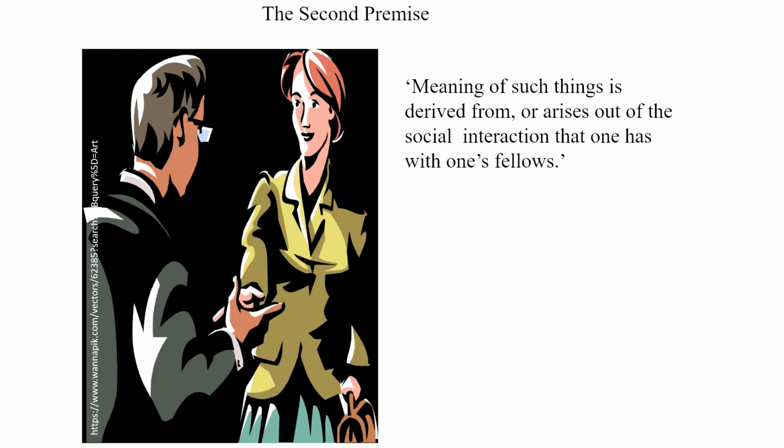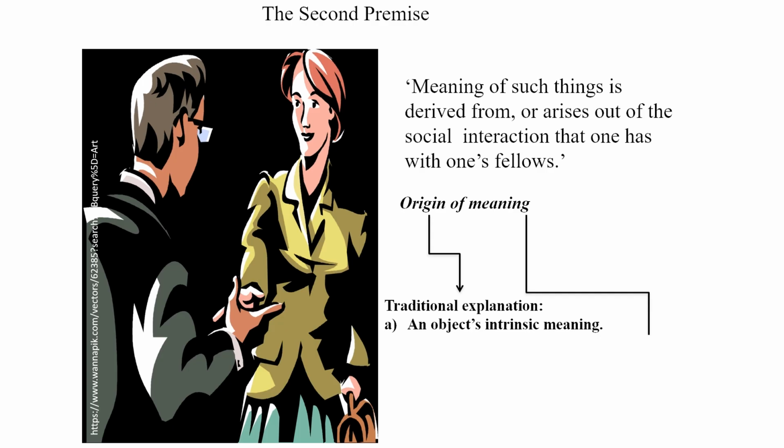The second premise is that meaning of such things is derived or arises out of social interaction that one has with one's fellows. The second premise thus deals with the origin of meaning. For this, Bloomer identified two explanations behind the source of meaning. The first he calls the traditionalist explanation, of which there are two more.